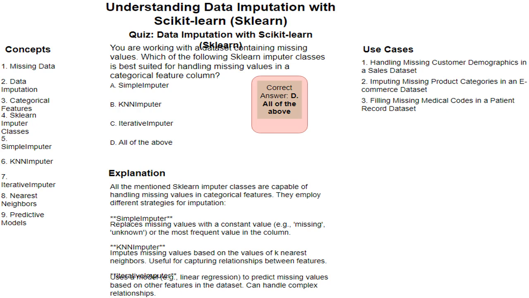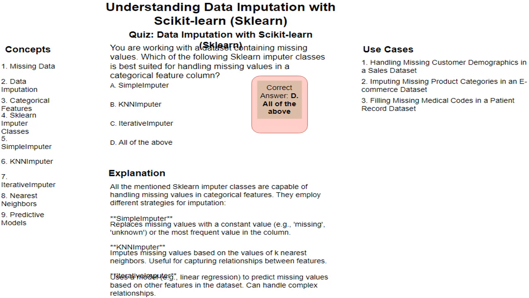Scikit-learn, sklearn, provides various imputer classes specifically designed for handling missing values in datasets. These classes offer different strategies for imputation, catering to diverse data characteristics and analysis goals. Sklearn's imputer classes are widely used in machine learning and data analysis tasks, such as preprocessing datasets for model training, enhancing data quality, and handling missing values in real-world applications.